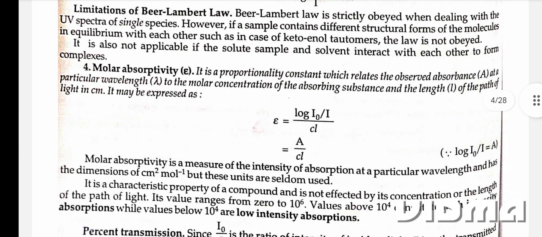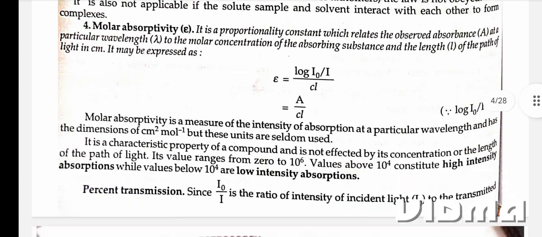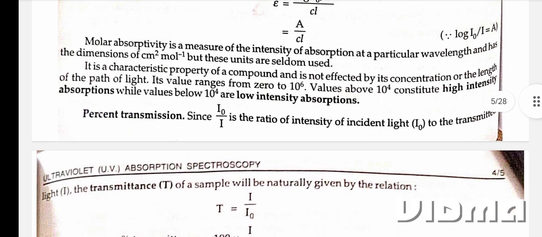Molar absorptivity. It is a proportionality constant which relates the observed absorbance at a particular wavelength to the molar concentration of the absorbing substance and the length of the path of light in centimeters. It may be expressed as epsilon = log(I0/I)/Cl = A/Cl. Molar absorptivity is a measure of the intensity of absorption at a particular wavelength and has the dimensions of cm² mol⁻¹, but these units are seldom used.